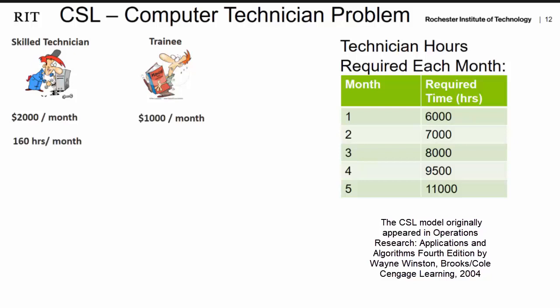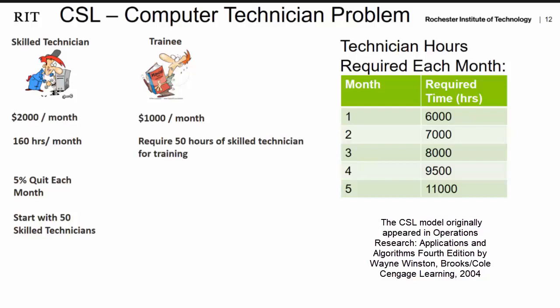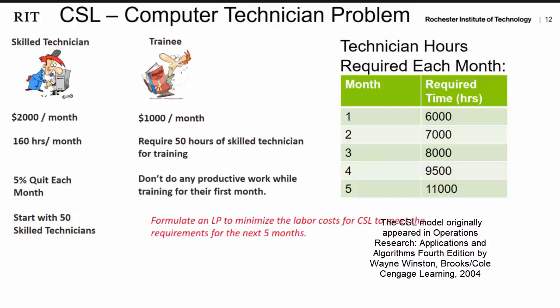Our skilled technicians, if they're working full-time, can provide 160 hours per month. But unfortunately, 5% of them quit each month. And we have 50 of them right now. Our trainees, if one is being trained that month, require 50 hours of experienced or skilled technician time to train them. And while they're being trained, they don't provide any productive work for us. So our task was to formulate a linear program to represent this problem. And we wanted to minimize CSL's cost over the next 5 months.